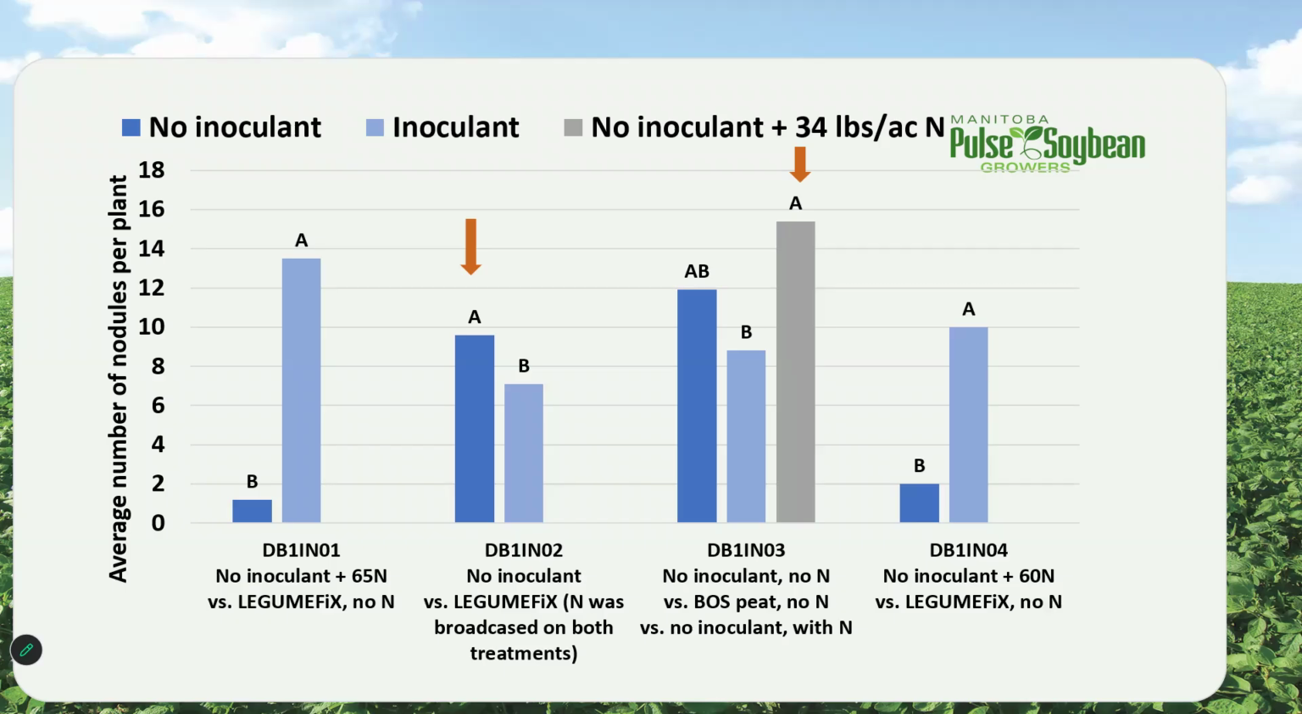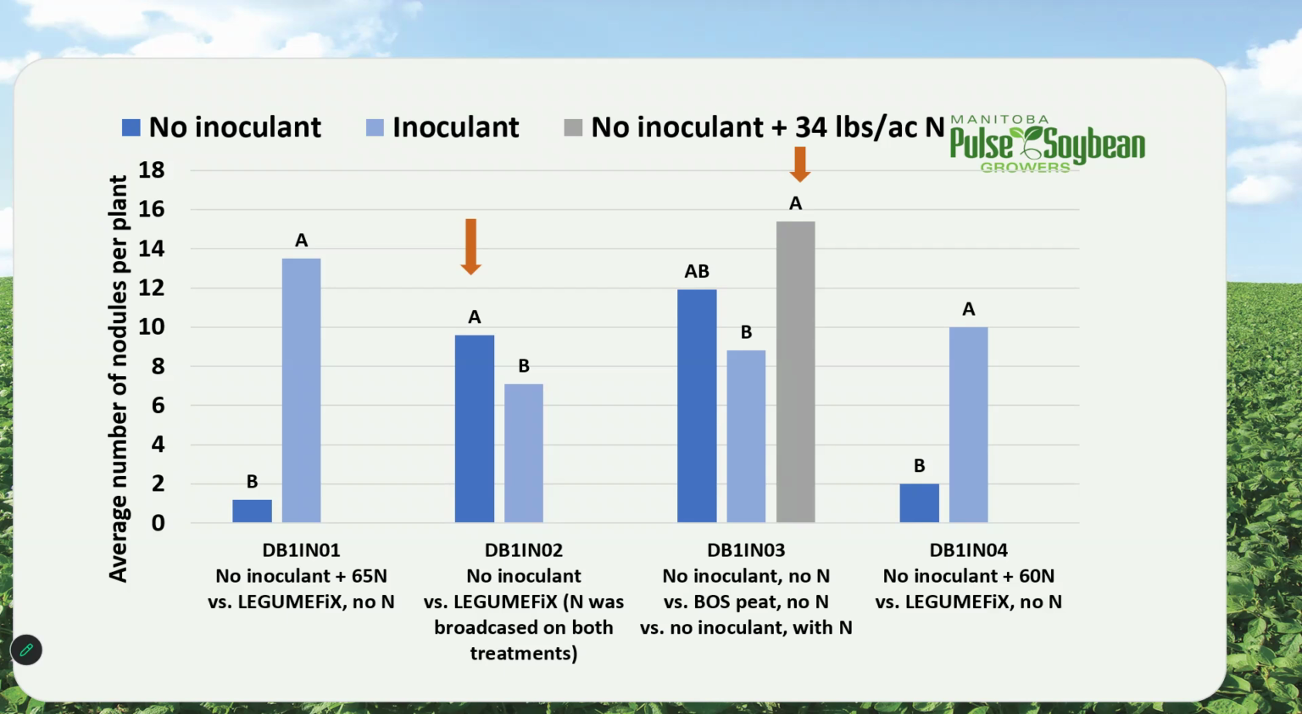At 02, the no inoculant strips had significantly more nodules than the inoculated strips, so that's the exact opposite. And at 03, the no inoculant with nitrogen strips had significantly more nodules than the inoculated strips and had the same number of nodules as the untreated control. Only speculating here, but the reason for this could have been that the native soil rhizobia were outcompeting the introduced inoculant rhizobia in the soil at these sites.